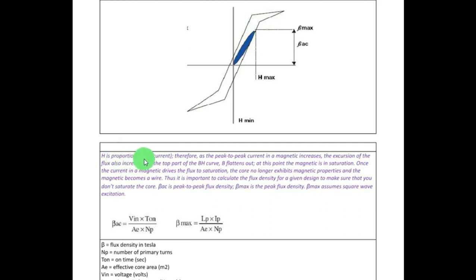The magnetic field intensity H is proportional to I, therefore as the peak to peak current in the magnetic field increases, the excursion of the flux also increases. At the top of the BH curve you can see B flattens out. At this point the magnetic field is in saturation. Once the current in a magnetic drives the flux to saturation, the core no longer exhibits magnetic property and the magnetic becomes a wire. Thus it is important to calculate the flux density for a given design to make sure that you don't saturate the core. B AC is the peak to peak flux density, and B max is the maximum flux density, assuming square wave excitation.